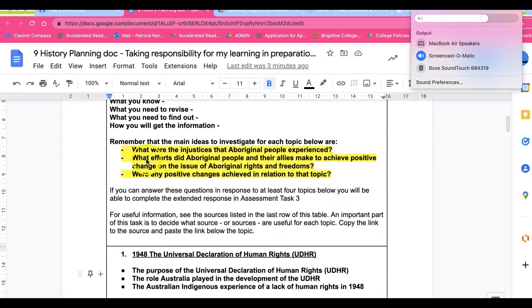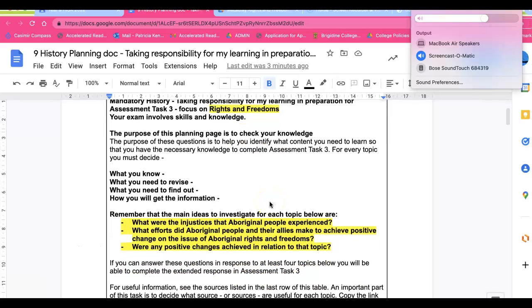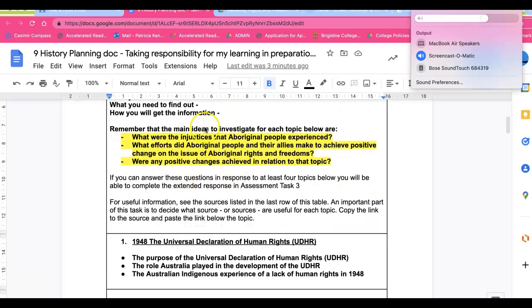Remember that because the focus is on rights and freedoms, with a particular emphasis on the rights and freedoms of Australian Indigenous people, these are some good questions to be asking about each topic. So when you investigate that topic, when you gather information, what were the injustices that Aboriginal people experienced? How can the information that you've gathered help you answer that question?